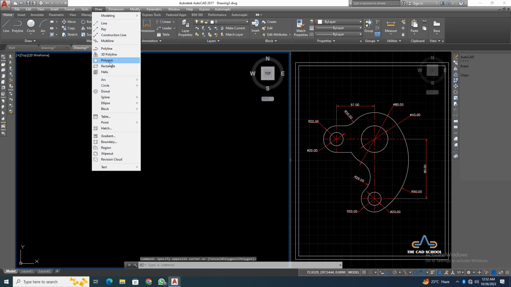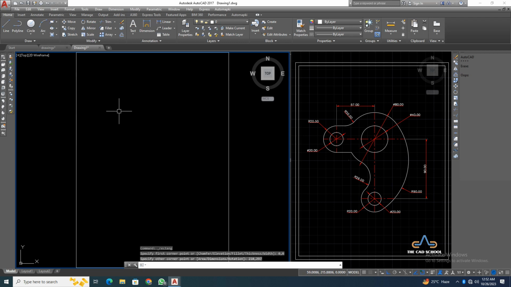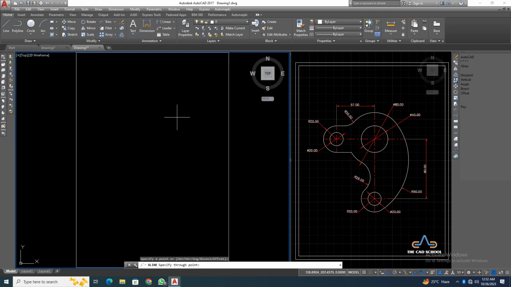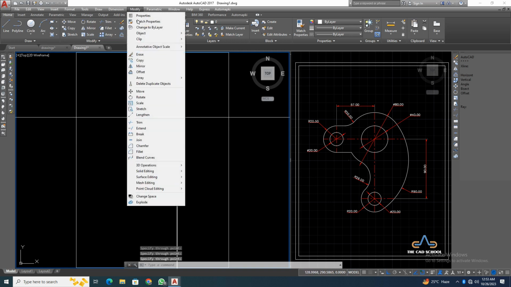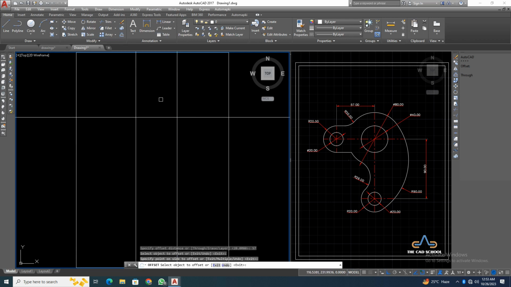So first to start with, we will be drawing a rectangle of A4 size, that is 0, and 210, 297. Go to draw a construction line, select a point, draw a vertical line and horizontal line. These lines are the references. So go to modify offset, 57 is the distance, and then the second distance is 90. So here we have got the center points of the circle.